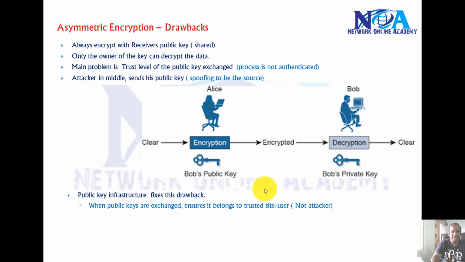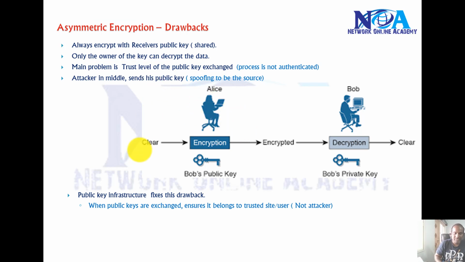The next thing we'll see is asymmetric key encryption drawbacks. Like we discussed, some encryption algorithms can be either symmetric or asymmetric. In asymmetric, two different keys are used: one key for encryption, the other for decryption.